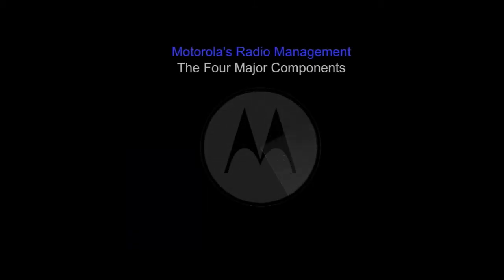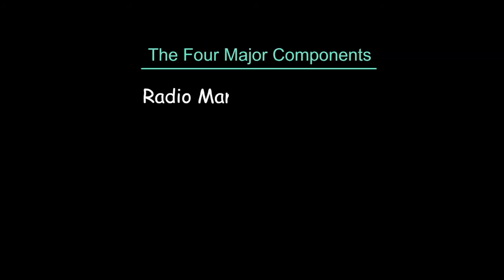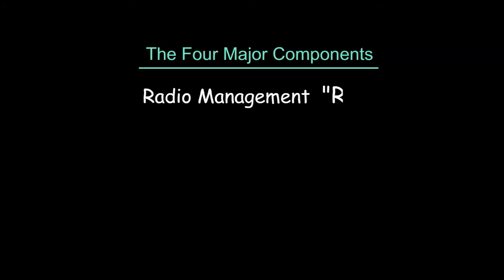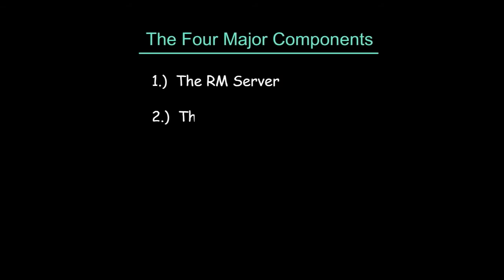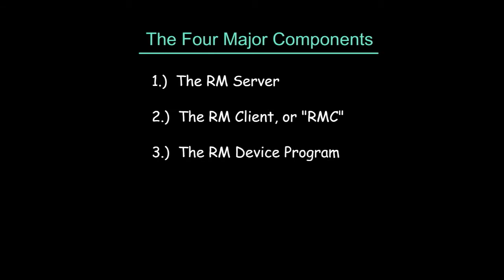The four major components of a radio management system, also known as RM, include the RM server, the RM client or RMC, the RM device programmer, and the RM job processor. In this order, let's now take a more detailed look at each one of these RM components.